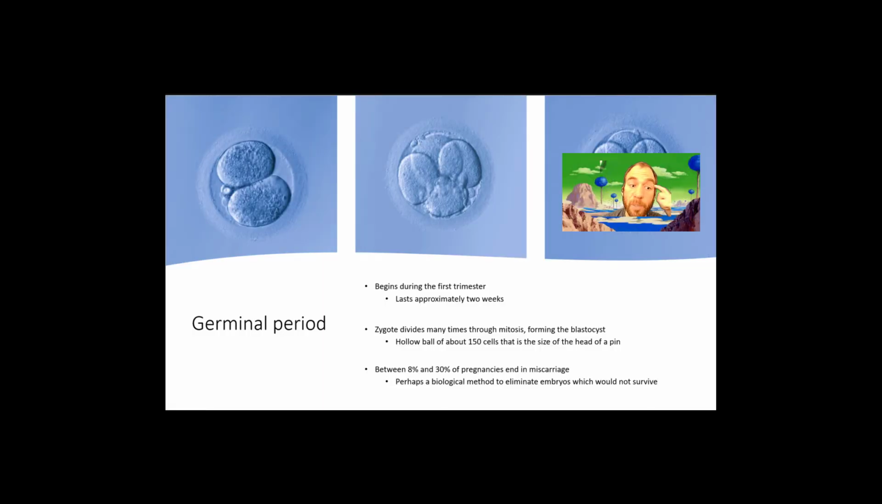So looking at the germinal period, it begins during the first trimester and it lasts approximately 2 weeks. The zygote divides many times through mitosis, forming the blastocyst, which is a hollow ball of about 150 cells that is the size of the head of a pin. Between 8 and 30% of pregnancies end in miscarriages, perhaps a biological method to eliminate embryos who would not survive.